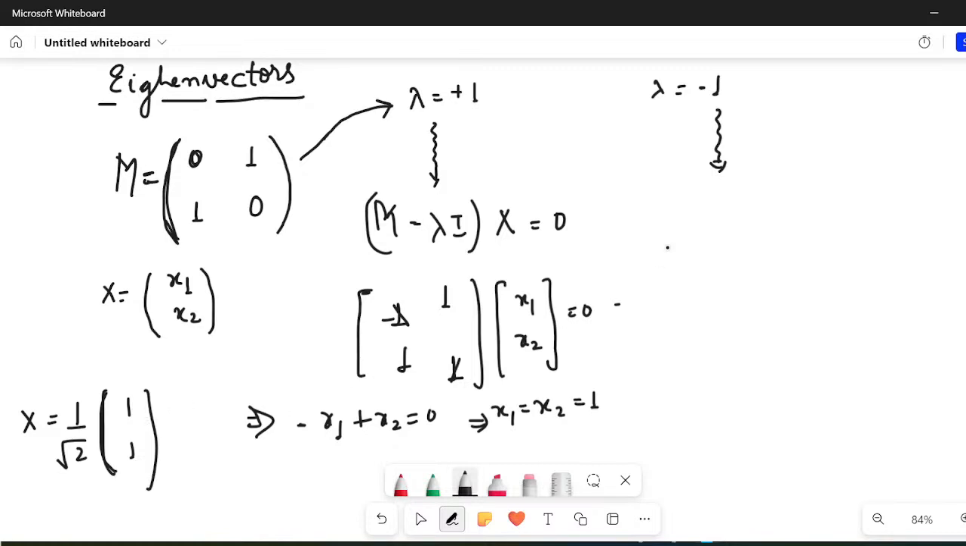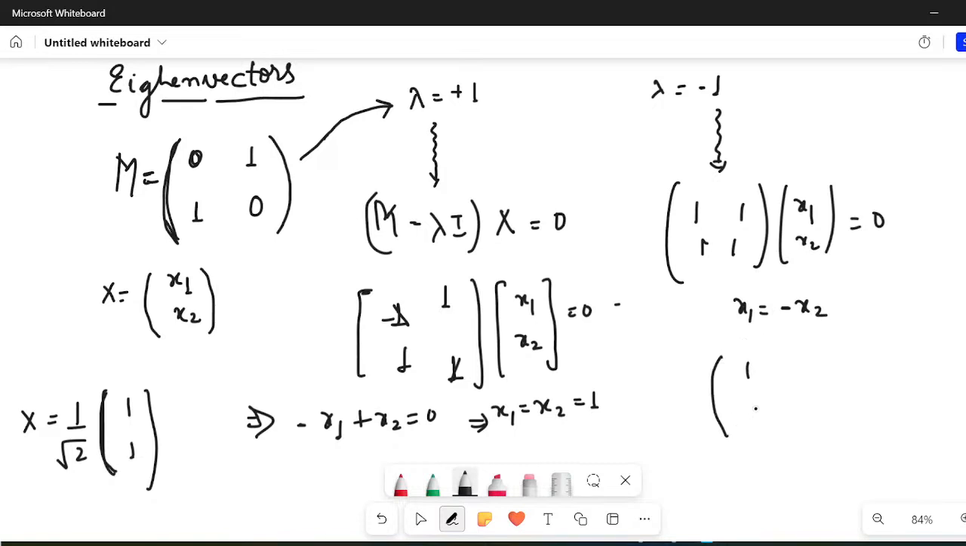Is that clear? And if you use lambda equal to minus 1, you will get 1, 1, 1, 1, and then x1 and x2, which gives x1 equal to minus x2. So the column vector would be (1, minus 1), and if I want to normalize it, I can divide it by root 2. This particular eigenvector corresponds to the eigenvalue lambda equal to minus 1, and the earlier one corresponds to the eigenvalue lambda equal to 1. I hope it is clear.